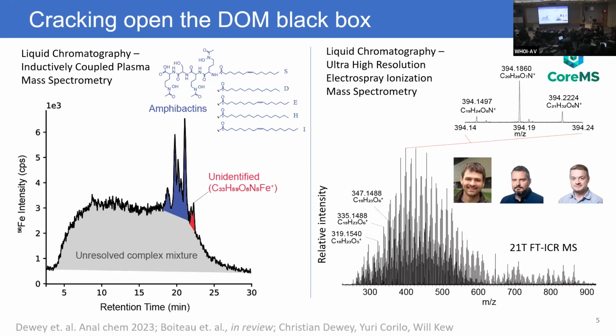And so we can see an example of a chromatogram here, where different molecules are eluting from the column. In this case, we're detecting iron associated with them, and if they have iron, we get a signal.